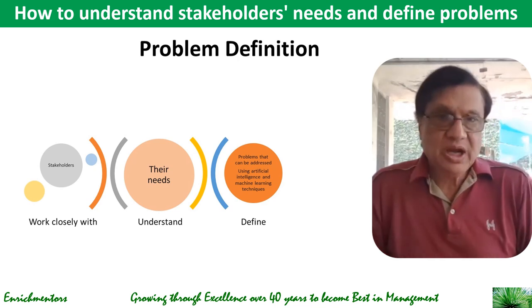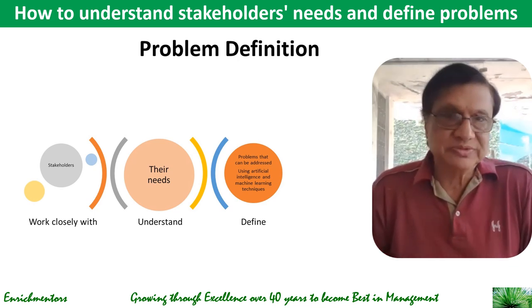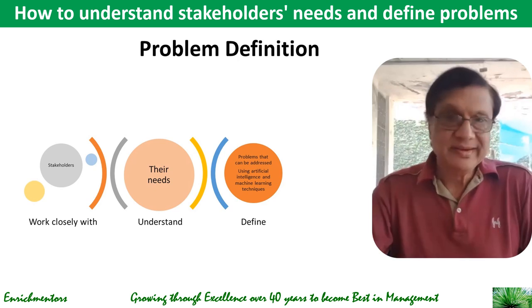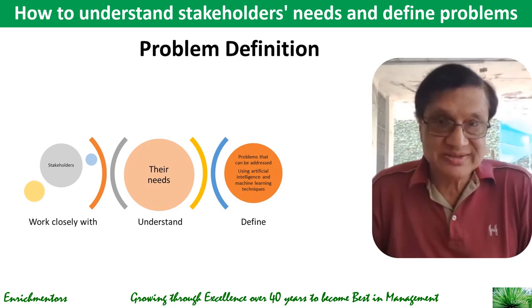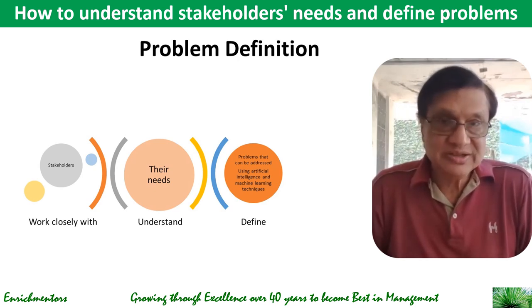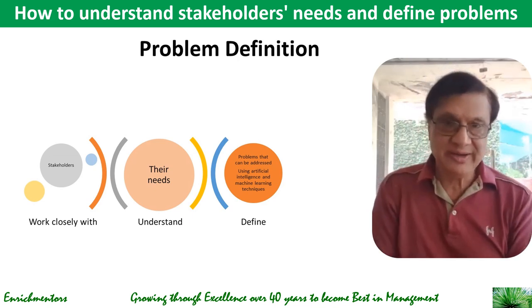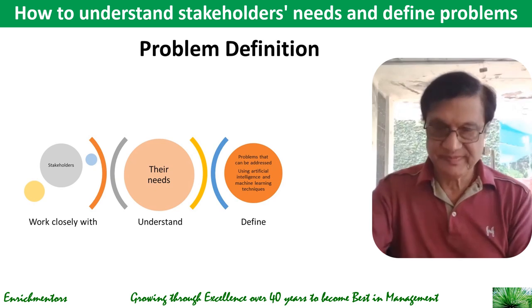So what do you think? How to understand stakeholders' needs and define problems? Any thoughts that you have? See, this requires understanding stakeholders' needs and defining problems that can be addressed using artificial intelligence and machine learning. So first we have to define the scope of the problems that can be addressed. And that involves a structured approach that we're going to unfold to you. It combines things like active listening, data analysis, and domain expertise. So what are the various steps you can take? Let's take a look at this in the next lecture.